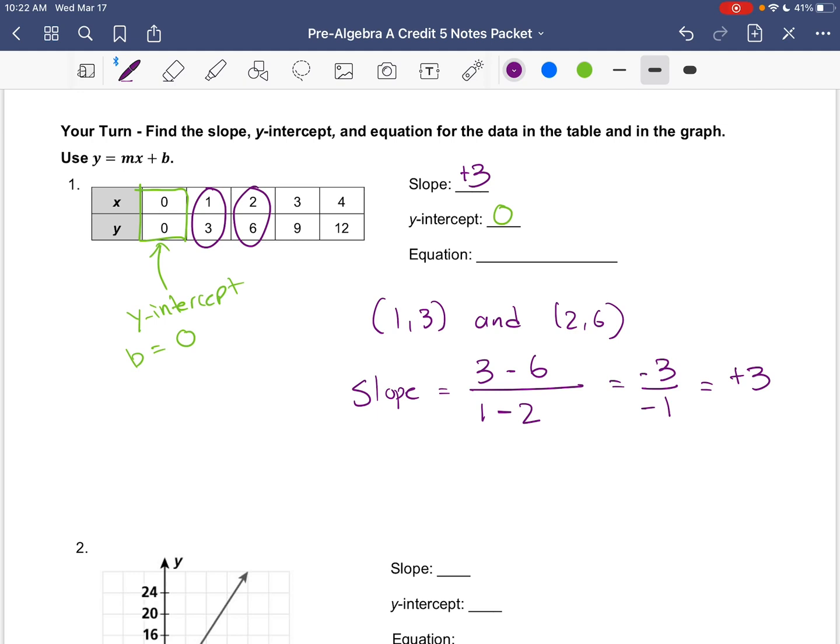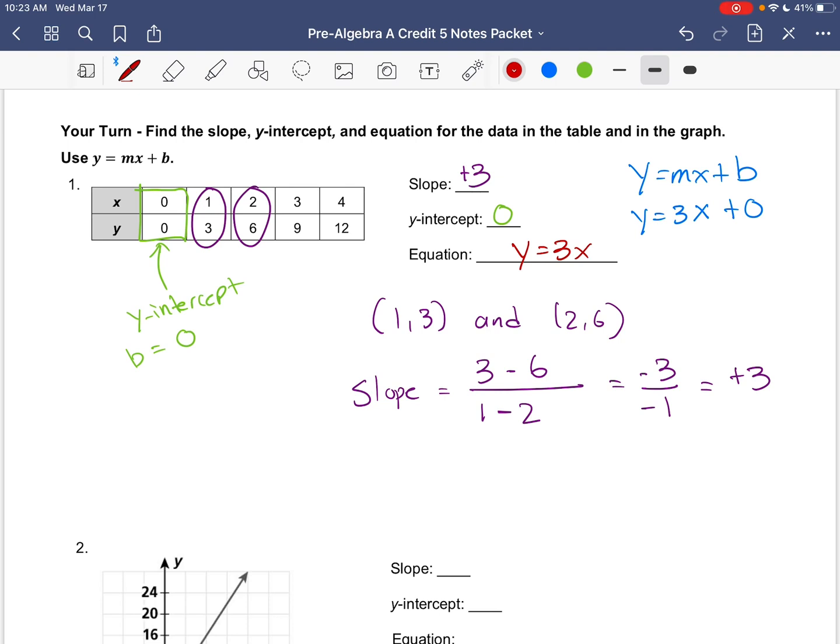Now, to write my equation, remember, we're using the default equation of y equals mx plus b. If m is 3, we plug in 3 for m, and b is 0, we have y equals 3x plus 0. But to simplify this, we don't need that plus 0 at the end, and the equation would just be y equals 3x. So that 0 is imaginary, we don't need it. So we see how we came up with the equation in slope-intercept form by just looking at a table.